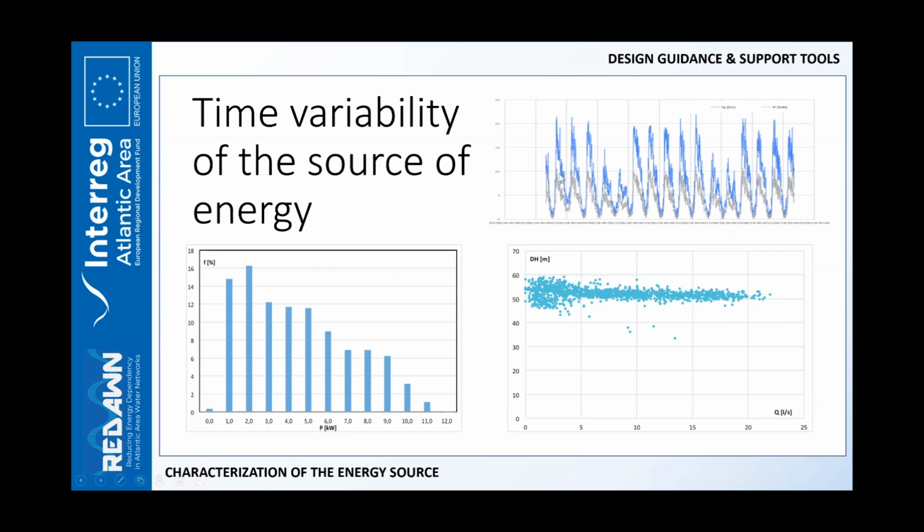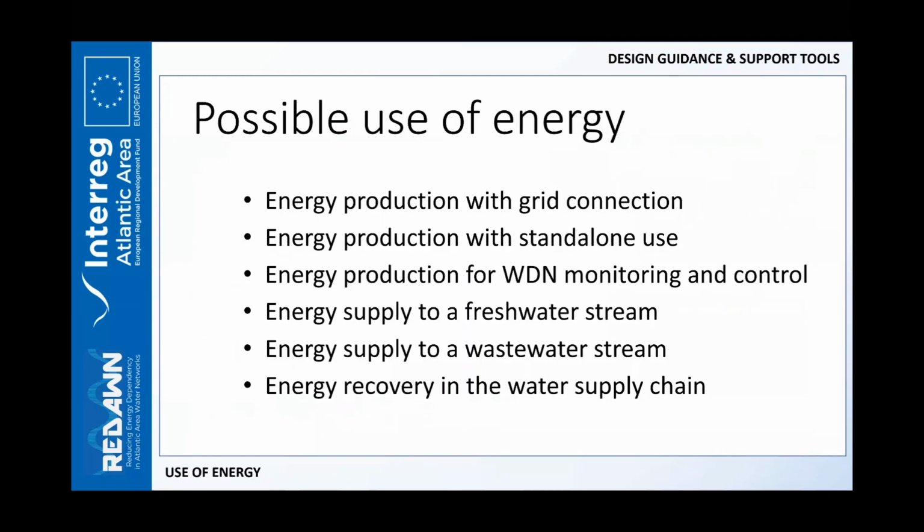In the top right picture, you can see the variability of the flow. In the bottom right picture, you can see the distribution of the head jump, while here you can see the duration curve of the power. The average power is not so low, but you can see that the variability is very high, so it can be difficult to deal with it. That's why we have to think about different possible use of energy.